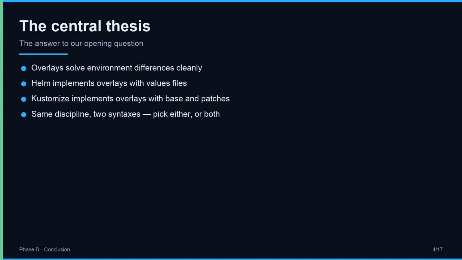So here is the central thesis, the answer to the question we opened with. Overlays solve environment differences cleanly, one base, thin per-environment layers. Helm implements overlays with layered values files. Kustomize implements overlays with a base folder plus patches. It is the very same discipline, in two syntaxes. Pick either. Or use both. The overlay idea is what matters.